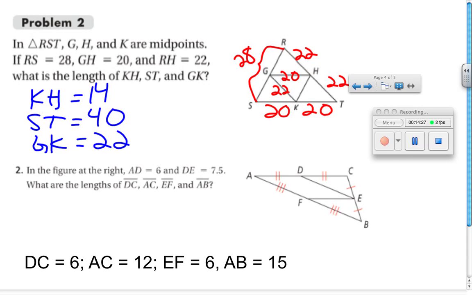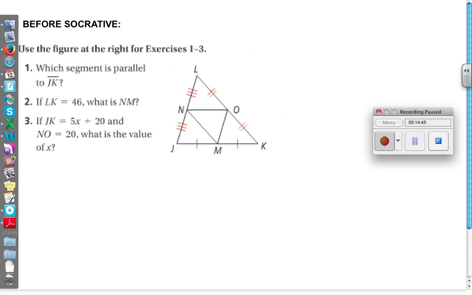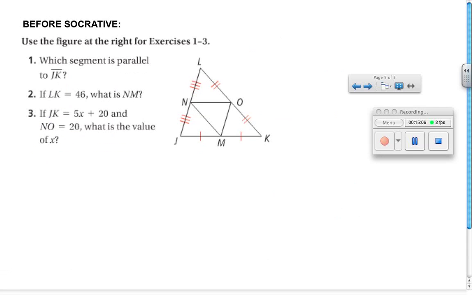Before we activate today's daily quiz on Socrative, let's take a look at those examples that you have in your notes labeled before Socrative. Take a moment within your group. Let's go ahead and go over these examples, please, before we activate Socrative. In number one, one person, please. What segment is parallel to segment JK, Benjamin? ON. Segment ON, yes.